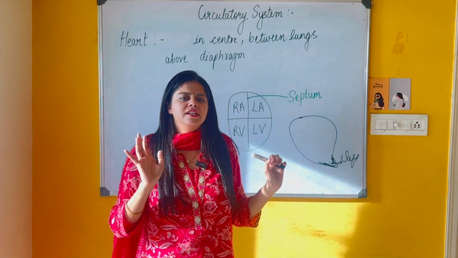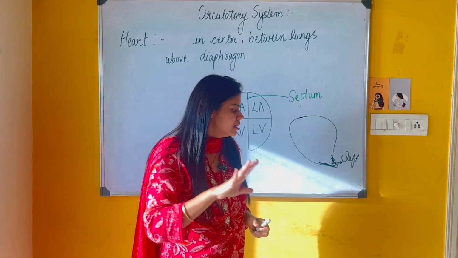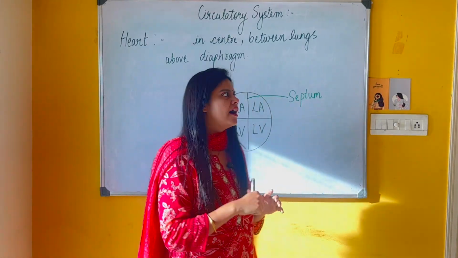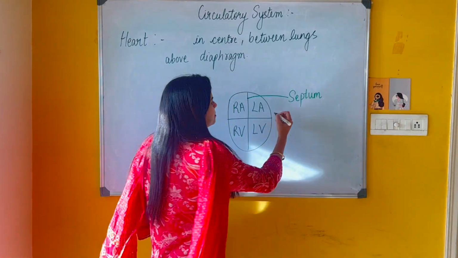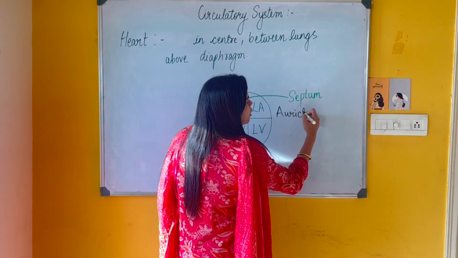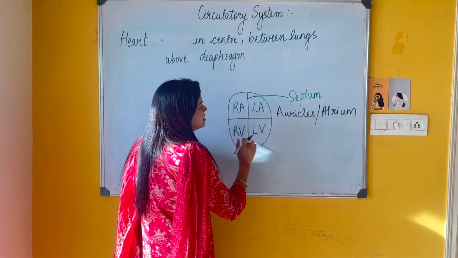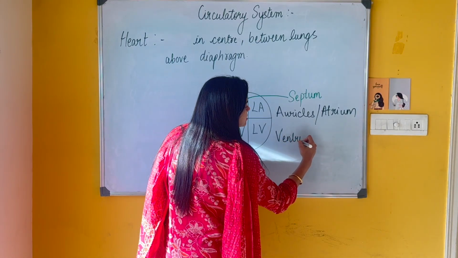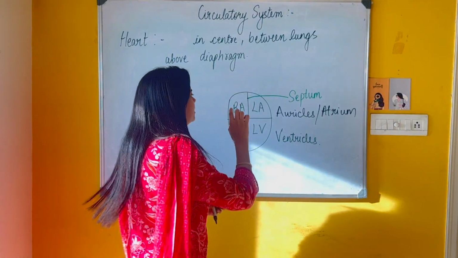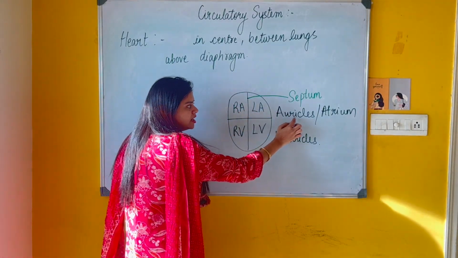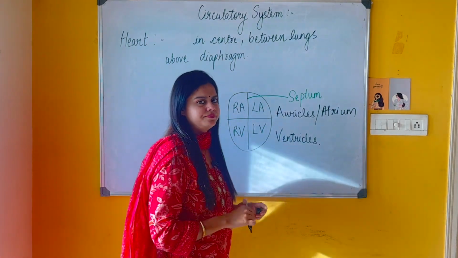And you have done this in lower grades. How many chambers are present in the heart of humans? 4 chambers. So there are 4 chambers present in human heart. The above chambers are called auricles or atrium. What are the above chambers called? Auricles or atrium. Below chambers are called ventricles. So there are 4 chambers in human heart. The above chambers are called auricles or atrium. Below chambers are called ventricles.